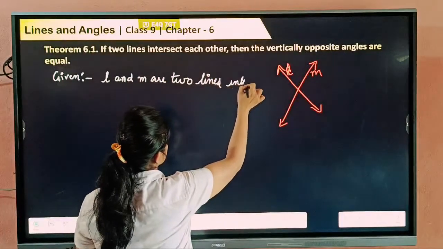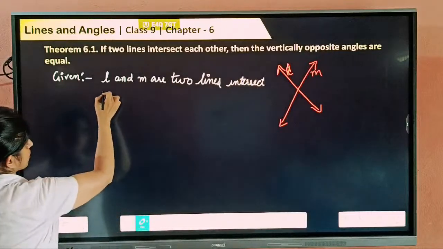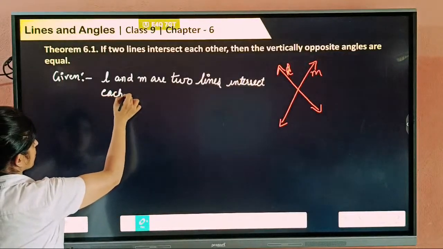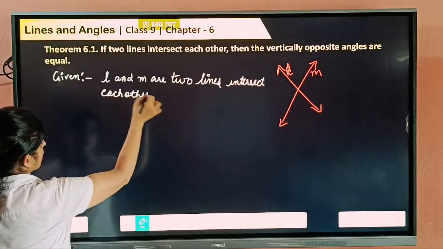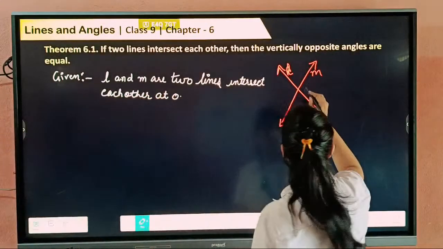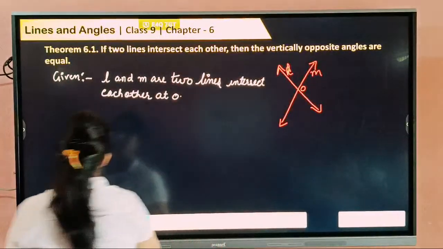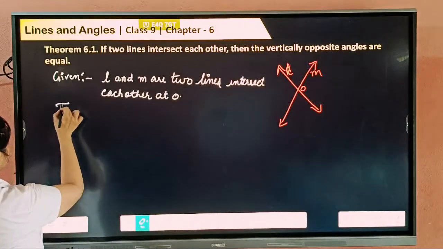Intersect each other at O. Okay, we will give the name here O, right? Next, what we have to prove?